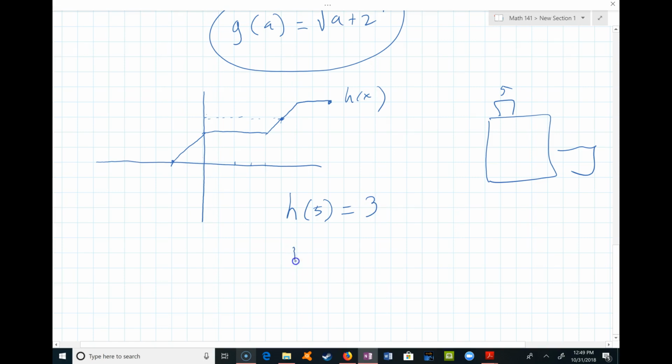Or I could say, what's h of 0? Again, this is saying when the x value is 0, or when the input value is 0, what's the output? So in the graph, that's asking when the x coordinate is 0, what is the y coordinate? Well, when the x coordinate is 0, it looks like the y coordinate is 2.